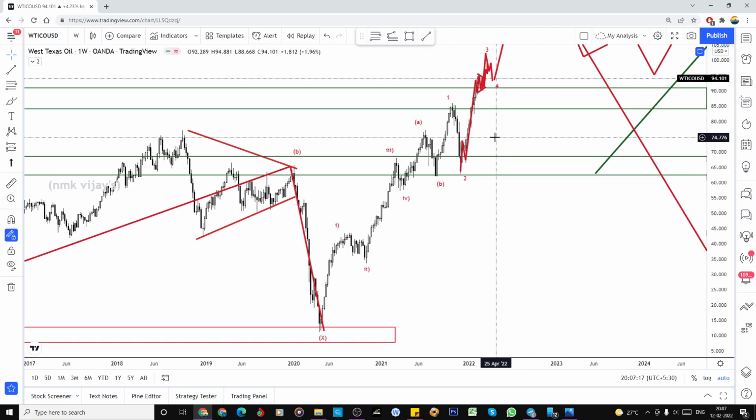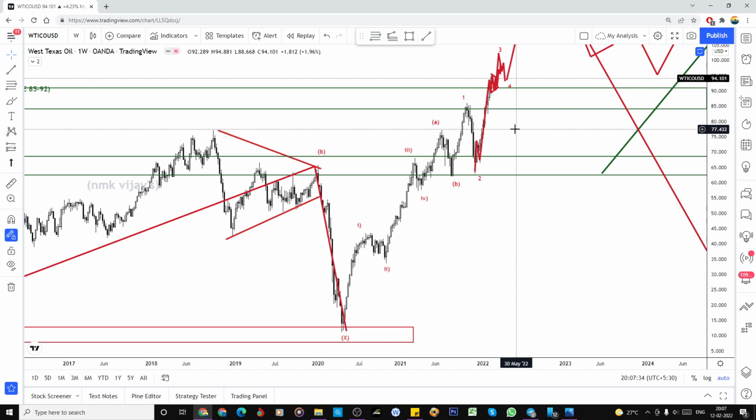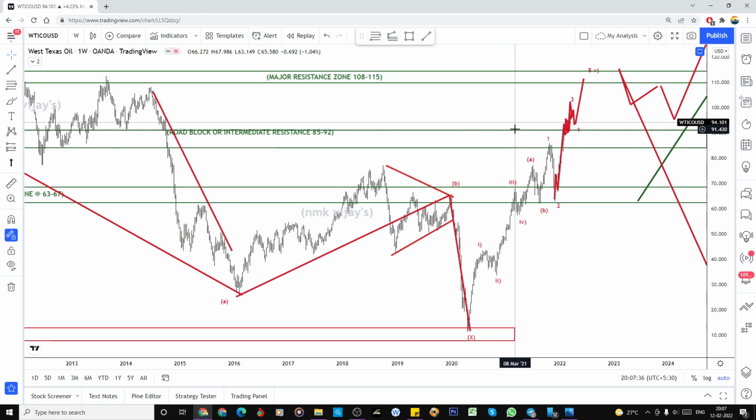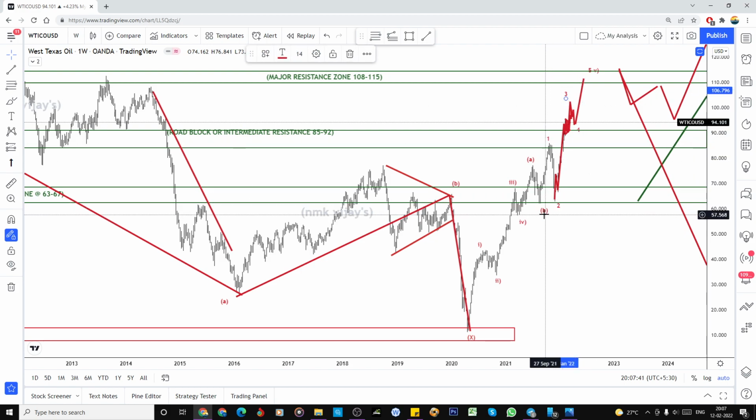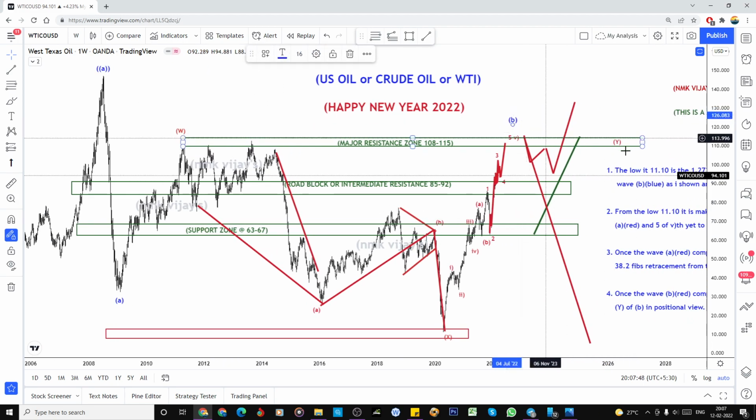I'm waiting, because I already shorted the market here, and then it triggered my stop loss, and I am in profit only, as I explained in the weekly analysis of 12 to 22. I have already uploaded that, so you just go through that and you can see my explanation about that crude trade. So now 1 2 3 4 5 means this is the completion of the A and this B, and this could be the Y of B.